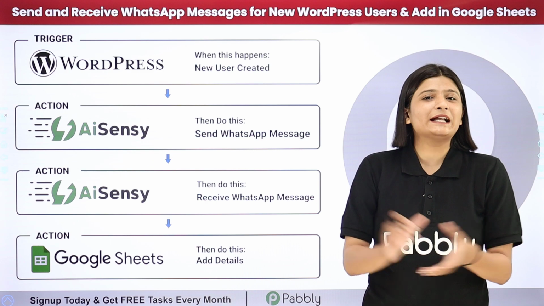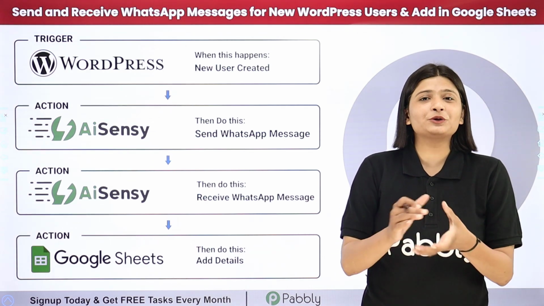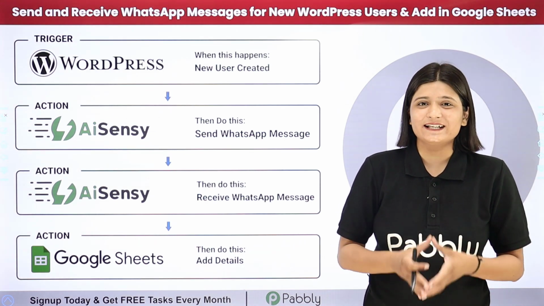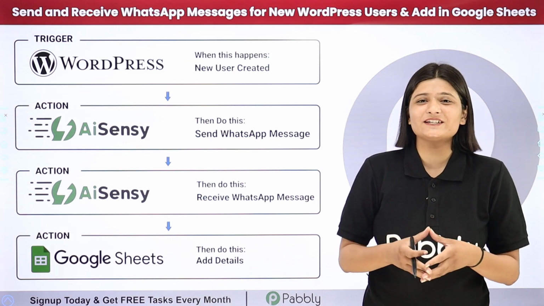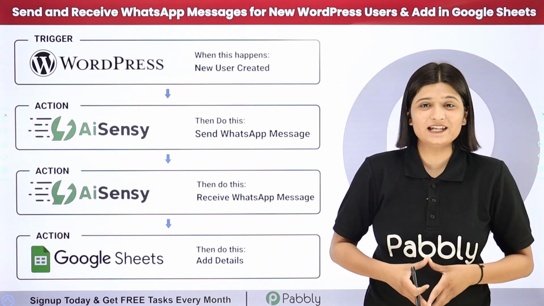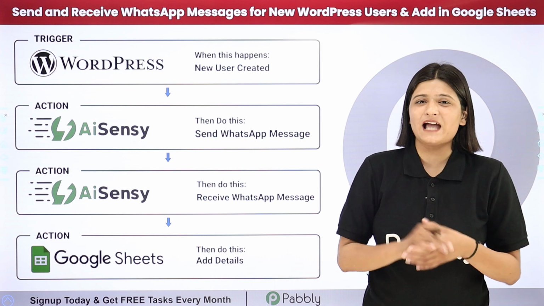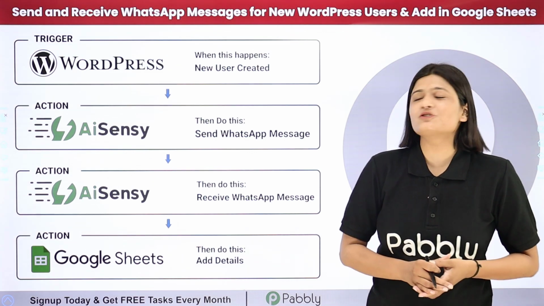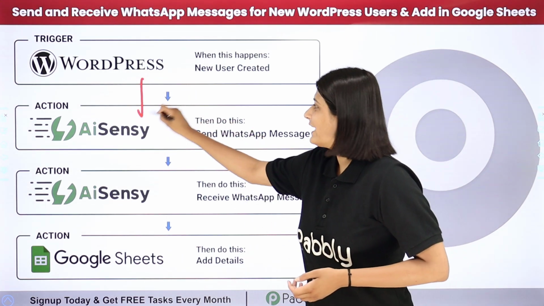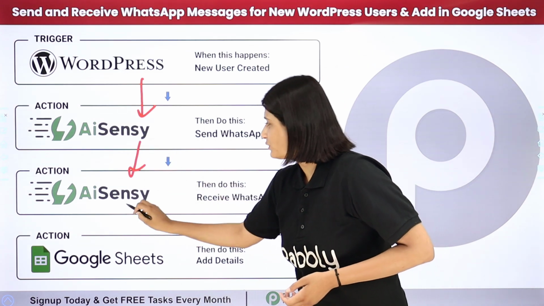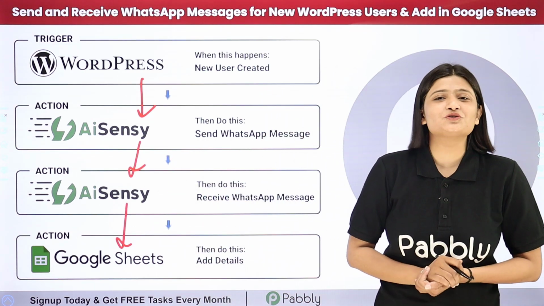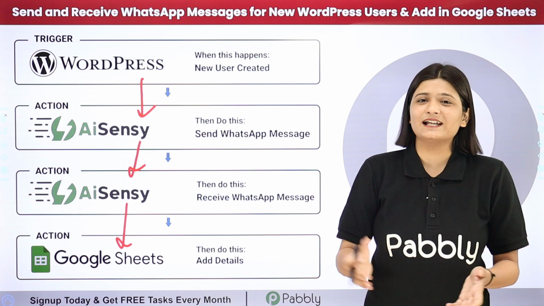So I can completely automate this process, and to do that I am going to use Pabbly Connect. So Pabbly Connect is an amazing automation and integration software which requires no coding or programming skills. Here I just need to build connection between WordPress, AI Sensei and then Google Sheets. Pabbly Connect runs on two principles, which is trigger and action.